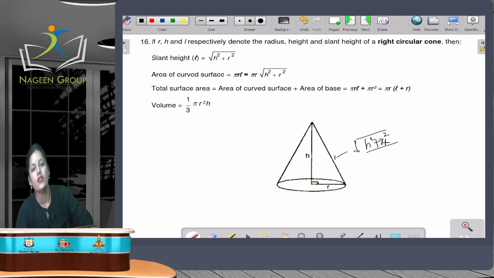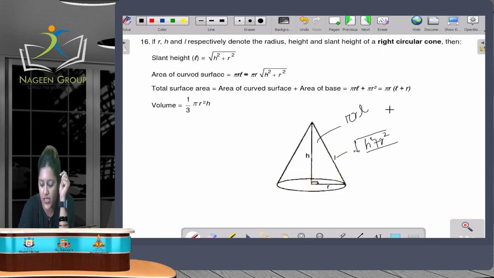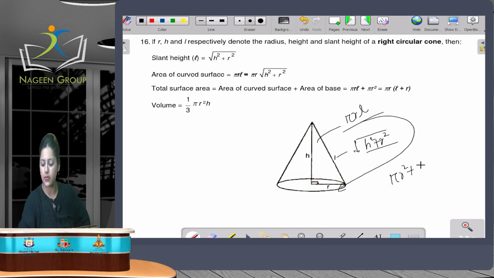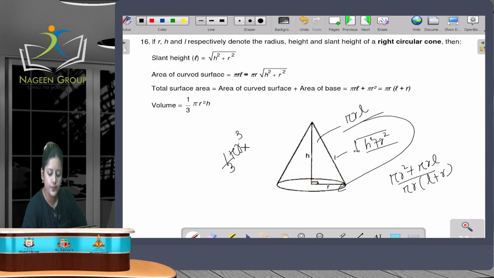According to Pythagoras theorem, the slant height equals the square root of the sum of squares of the height and the radius. The curved surface area is pi R L, and in the same way the total surface area is the sum of pi R L and the base, pi R square plus pi R L. Taking pi R common, that is pi R (L plus R). The volume is 1 by 3 pi R square H. This is the volume of the cone.